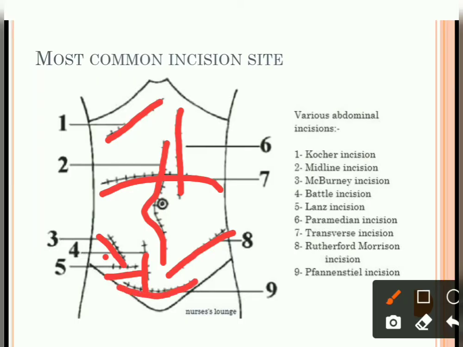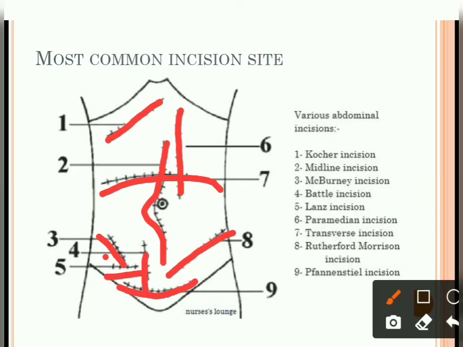Last, we have our Pfannenstiel-style incision. Your Pfannenstiel-style incision is also known as your low transverse incision, or pwede din siyang curve incision, pubic incision, and your bikini cut.